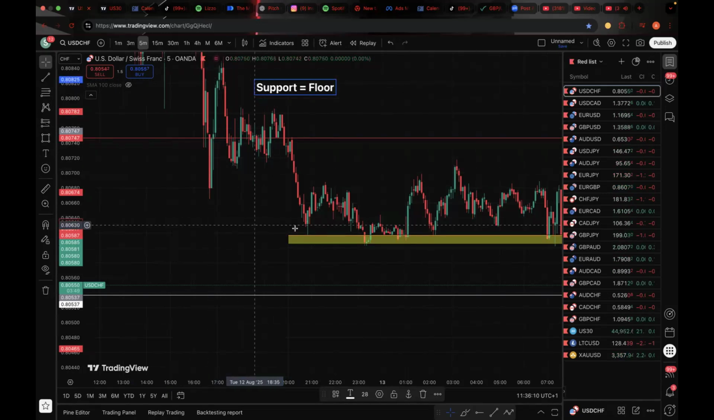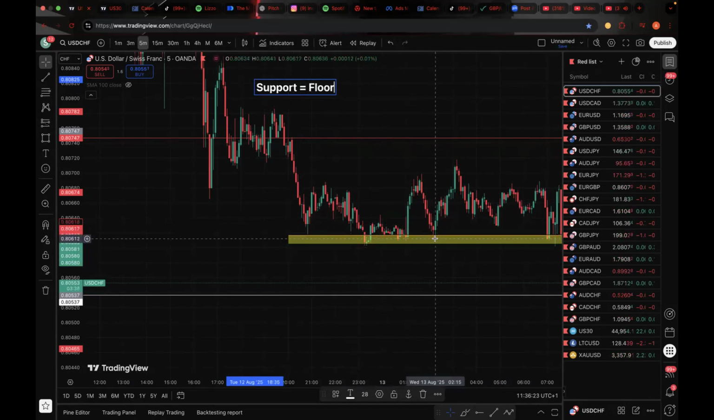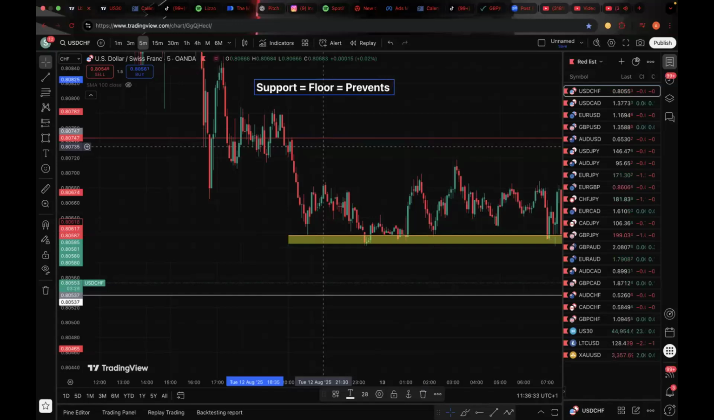Look at how this price now, they are all in a house and they are all standing on top of a floor. Because they are standing on top of this floor, they are not falling down. And this is the floor. I built this floor myself. You can see it here. It prevents price from falling down. That is what support is. Now, this is a horizontal support.